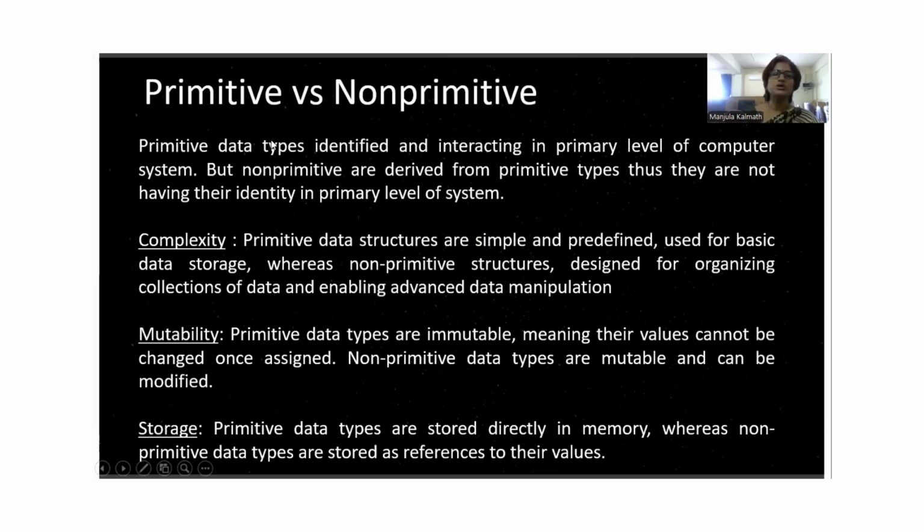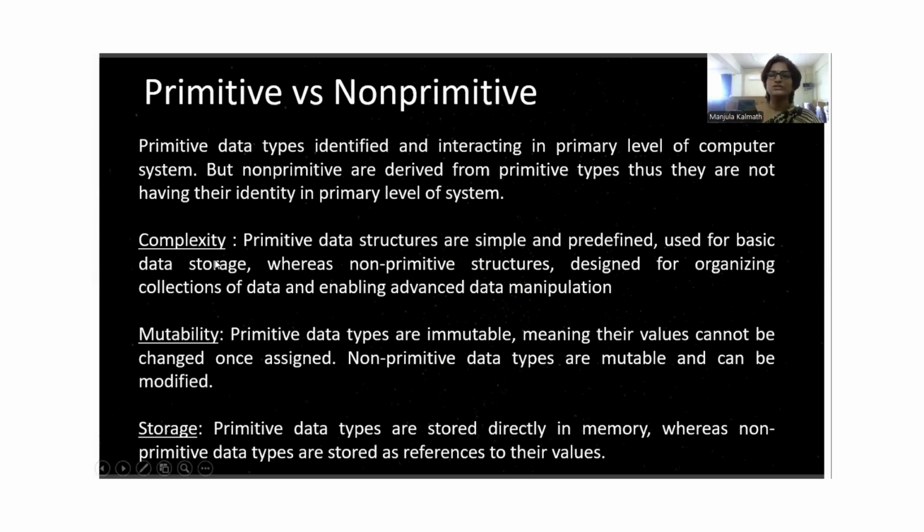Primitive is the primary level. The meaning of primitive is the primary level. Whatever data we are giving to the system, if it is primitive data, it will be identifiable in the low level architecture of the system. The system will understand the data directly without any interface. That is the primitive. Non-primitive means some interfaces are required to get the identity in the system. These interfaces are nothing but primitives themselves. That's what non-primitive are, the derived data types from the primitive.